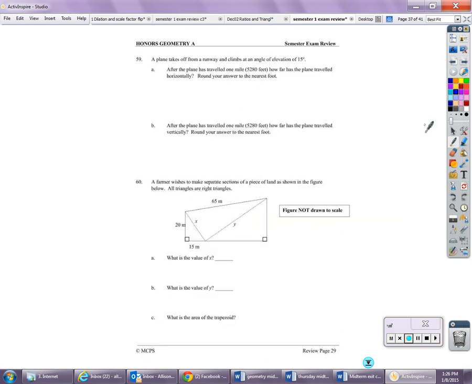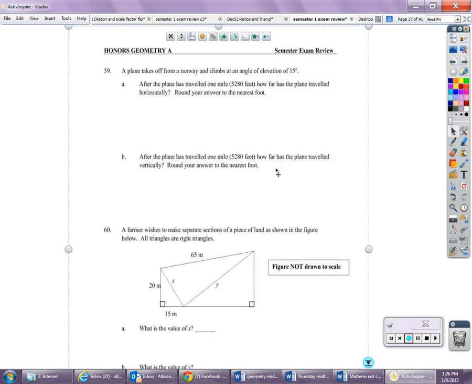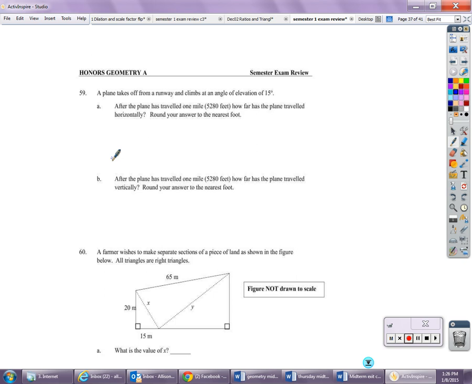Alright, plane question. So a plane takes off. So it's going, going, going, going, and then takes off in this direction. So I'm going to draw my plane.